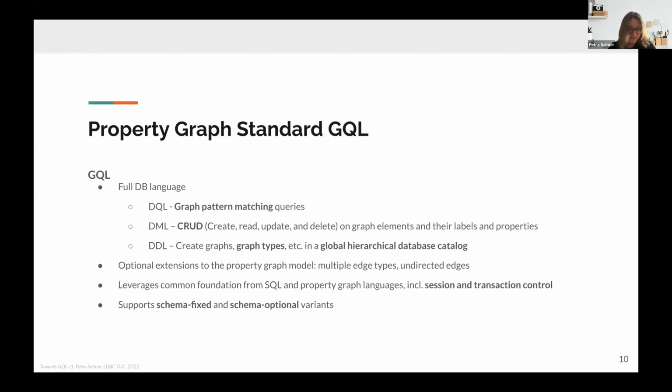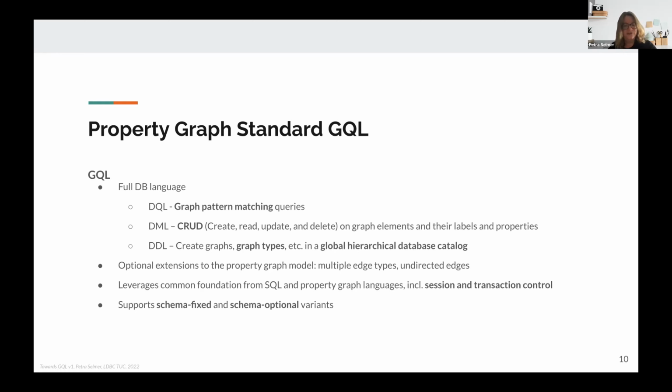Right, so I think Keith had a very similar slide up, so I'll just go through this very quickly. So GQL, being a standalone language, sitting on its own merit, will allow for three things: graph pattern matching queries, also the ability to update, delete, and create graphs, and of course, DDL, allowing you to manage your graphs, catalog, schema, etc.